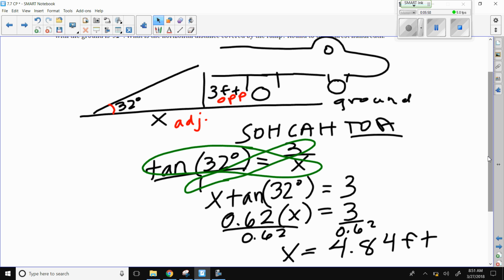Okay, so try some of these out. These are a bit more difficult, especially without a picture, but you got it.